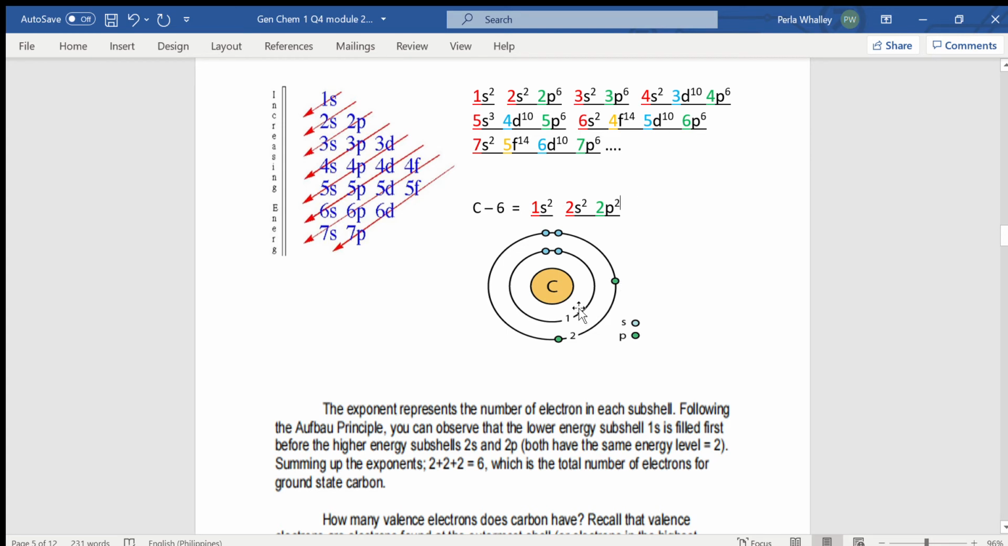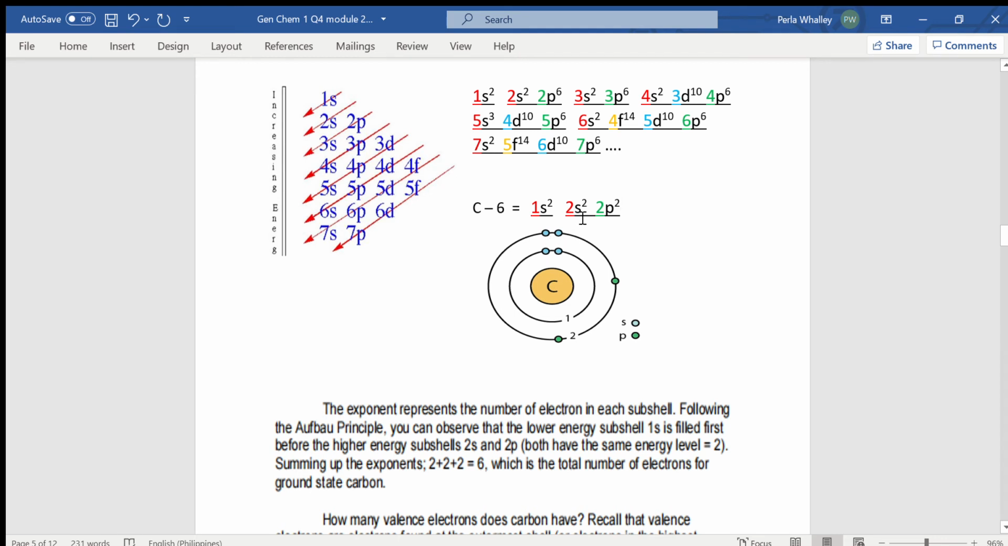If we do this in making the Bohr model of the atom, it will look like this. So carbon, this is the nucleus, and the coefficient is equal to the energy level. So the first energy level has 2 electrons. See, there are 2 electrons. In 2s2, 2p2, this 2 means the electrons are in the second energy level.